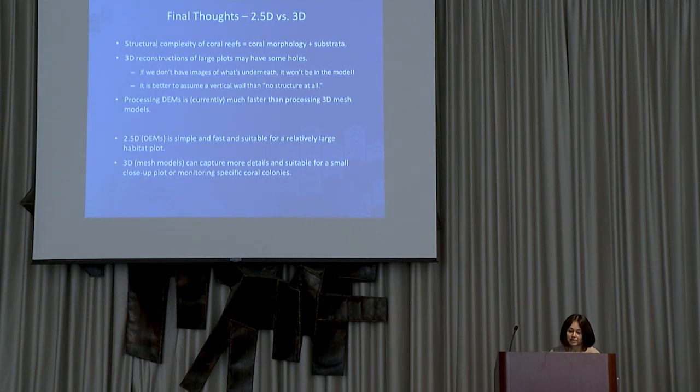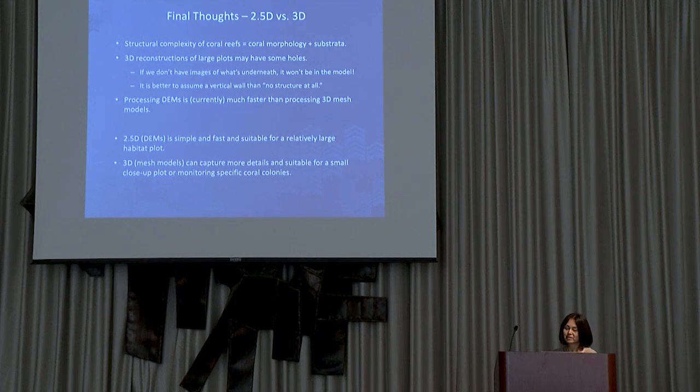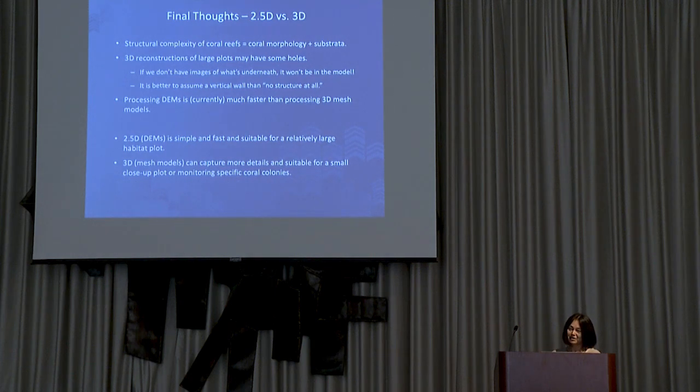Okay, so here are some final and some additional thoughts. Structural complexity of coral reefs actually comes from coral morphology and substrata themselves. So we need to think about how each of them affect all these different metrics in both 2.5D and 3D. And 3D reconstruction of large plots may have some holes. And I didn't really talk about this, but the whole point of extracting metrics in 3D is to capture something that cannot be captured from the top view of digital elevation models.